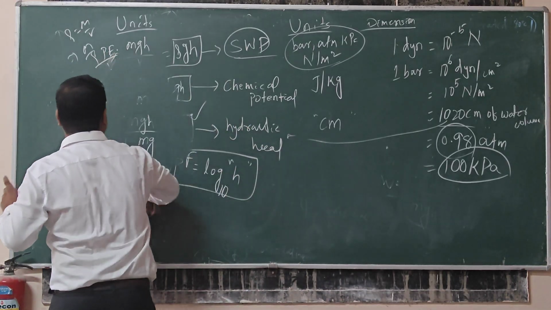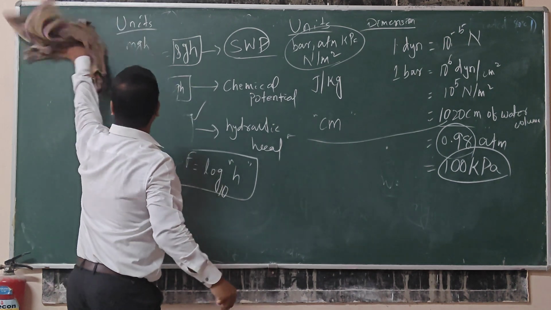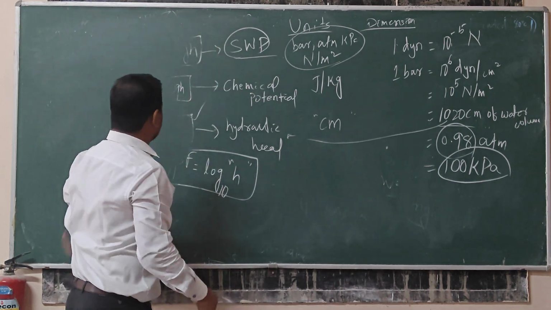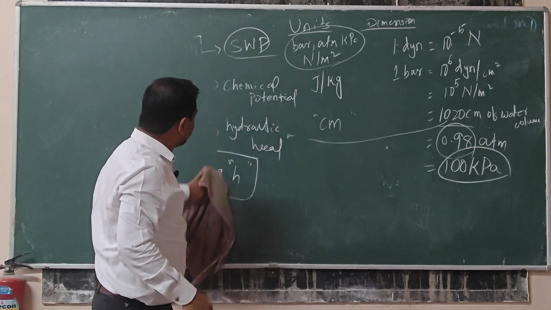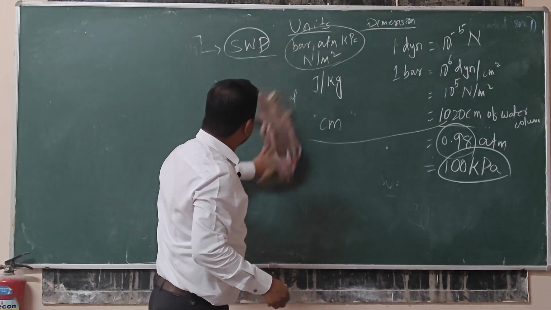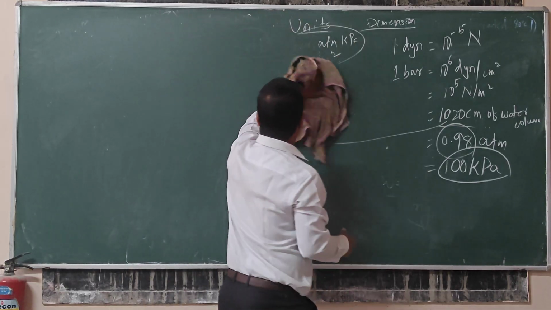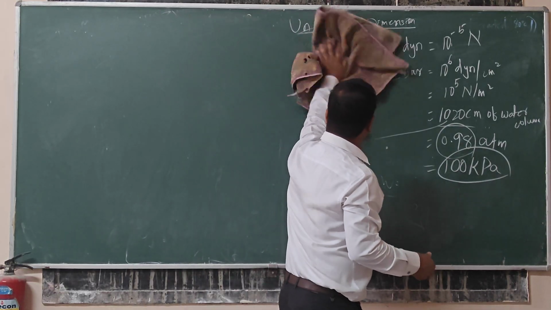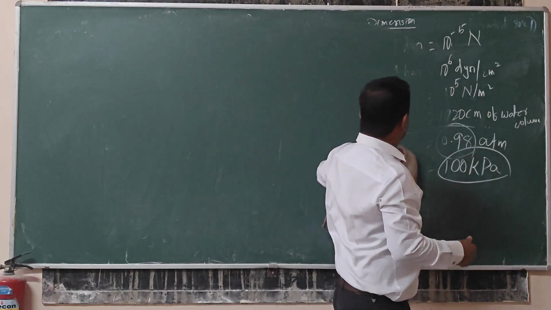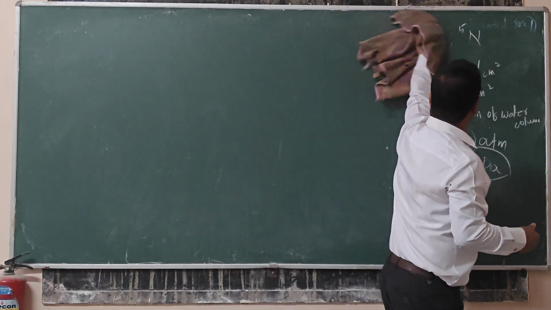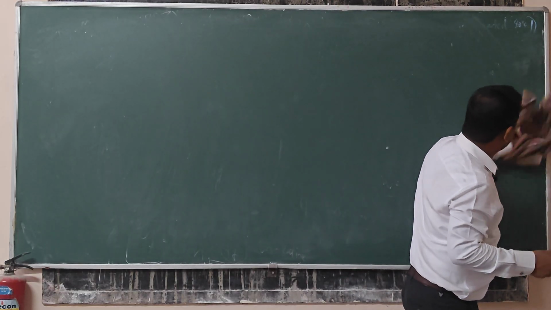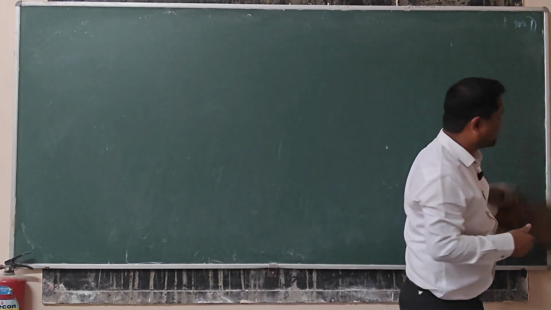Okay, now we have known what is soil water potential. Now we will see some concepts of water availability. We have seen the concepts of water potential. Now we will go to different concepts of water availability.